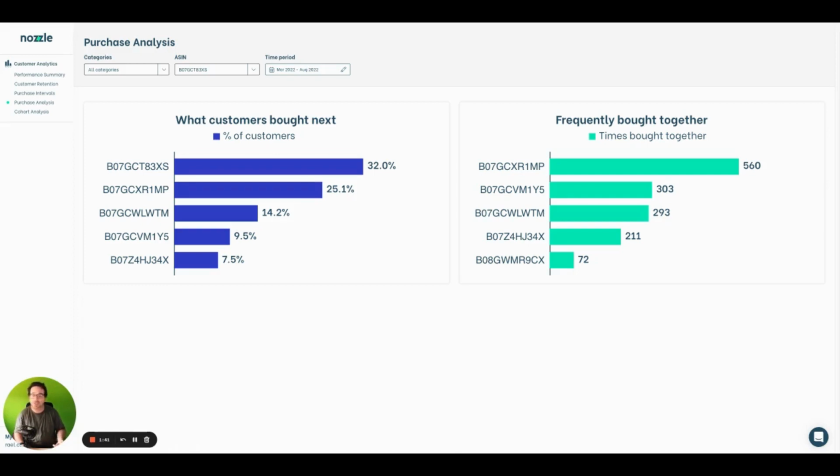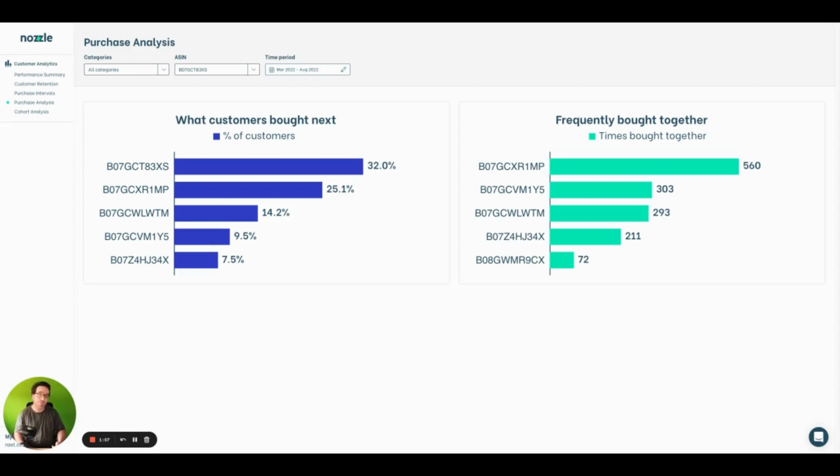Another one is just cross-selling and upselling. So if you're selling a 30-day supply of supplements or pet food or whatever it is, how many people then go and buy the 60-day version, or go buy some sort of variation that's a higher capacity, higher margin, any of those sort of things?